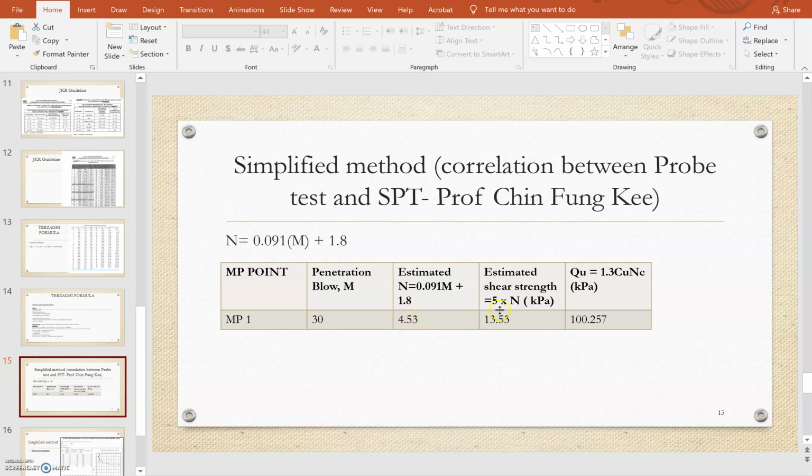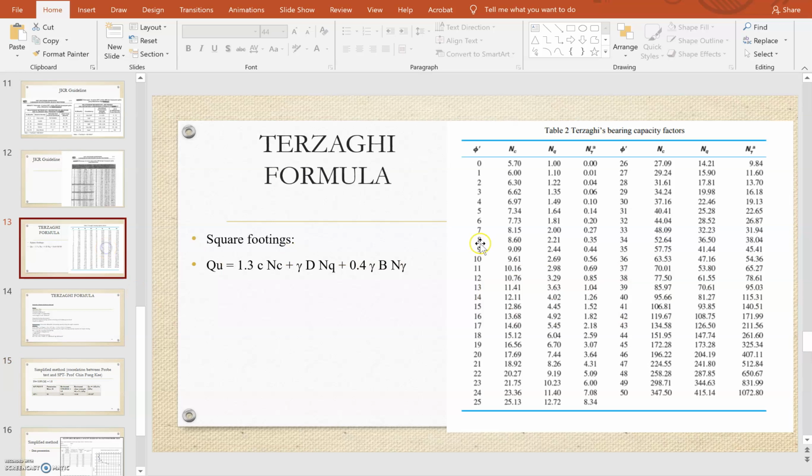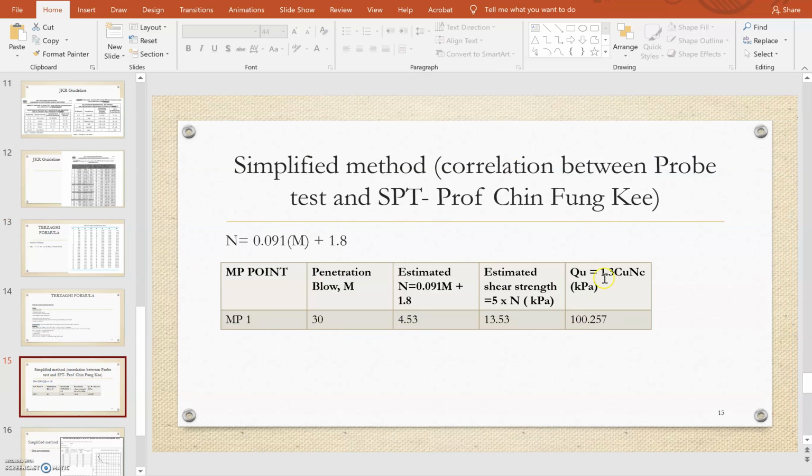And then the estimated shear strength, CU. By that, you will get 13.53. Next, I consider QU equal to 1.3 times the CU value, which is this value, times NC. NC I consider with phi equal to 0, and NC here is equal to 5.7. So meaning 1.3 times 13.53 times 5.7, you will get 100.257 kilonewton per meter square.